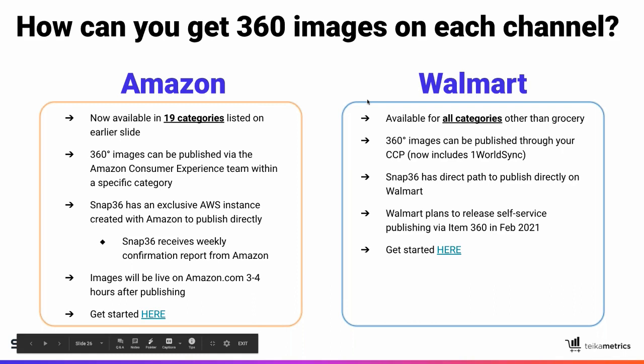Walmart, it's for all categories other than grocery. It can be published through your CCP. That's One World Sync as an example. It can directly publish to Walmart, and they're looking to roll this out in self-serve according to Snap in February. So brushing over that very quickly. I'm going to spend about 5 minutes on my slides, and then we'll really get to it.